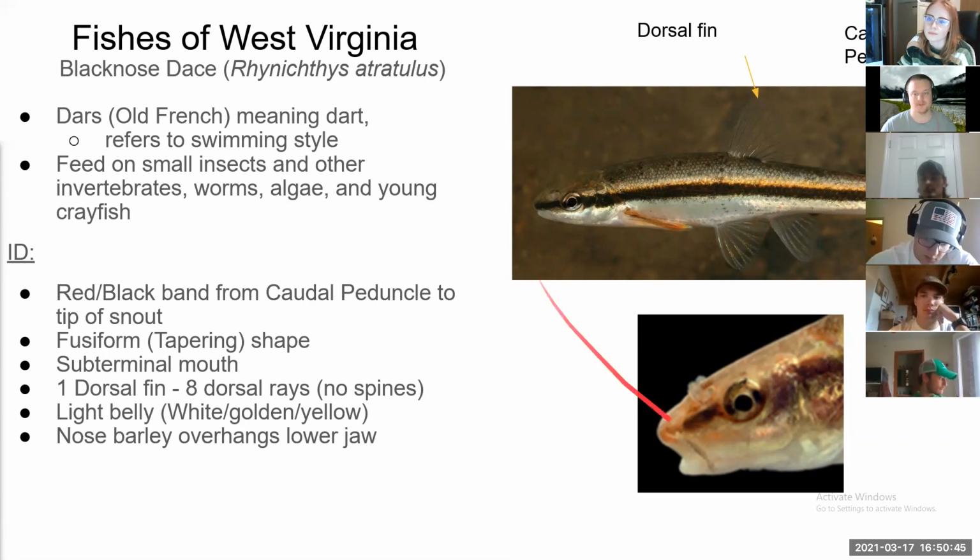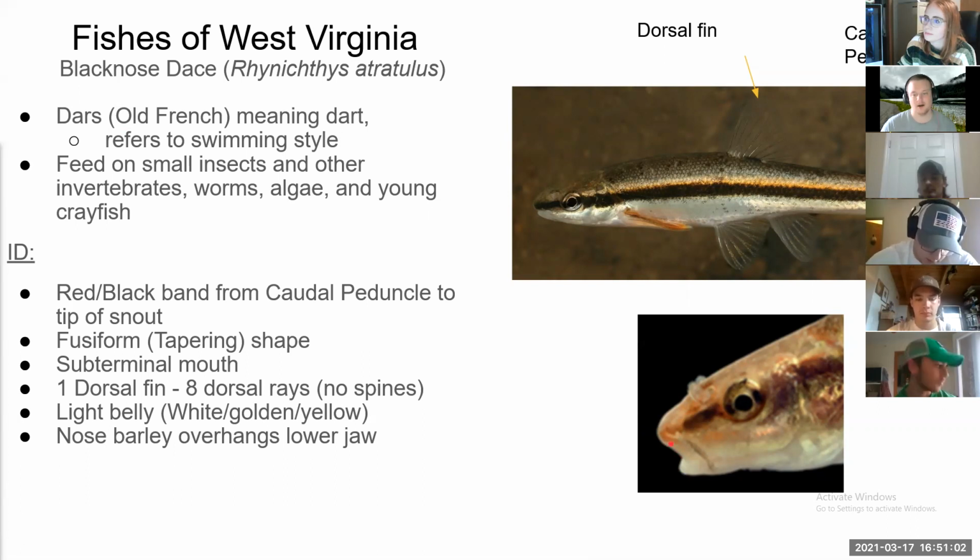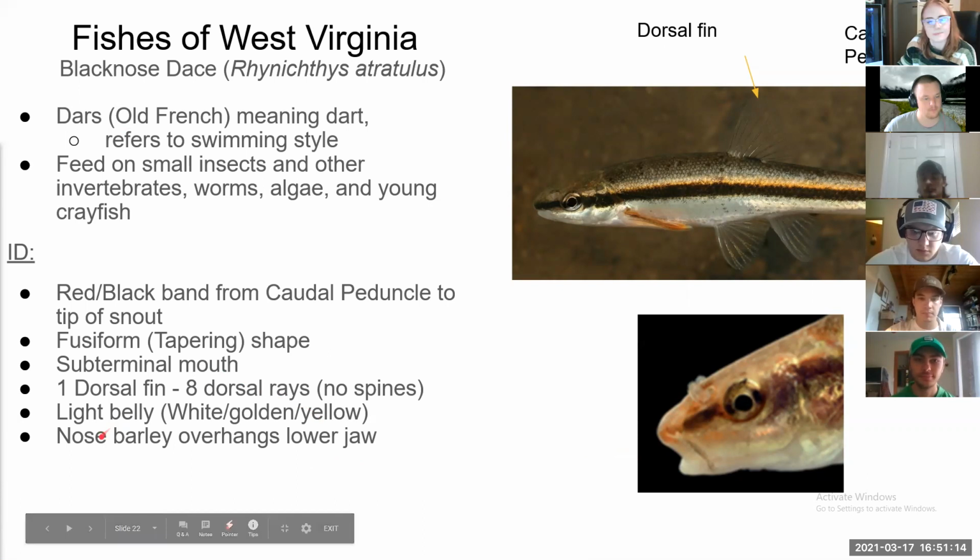So there's another dace in this genus, which is the longnose dace. This one's the blacknose dace. You can notice that the snout just barely extends over the lower jaw. So if you're looking at them, you might get confused. On the longnose dace, the snout comes way out over the lower jaw. I kind of call it the Gonzo fish because it has a really long snout. But this is the blacknose dace, so it does not.